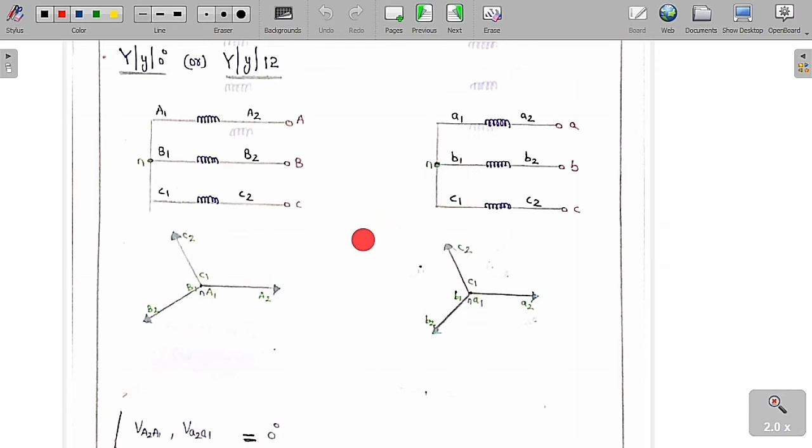So now we have to go for the line to neutral voltage. Line to neutral voltage means A2 to N. This is called a line to neutral voltage. Here also a2 to small n is also a line to neutral voltage. So simply we can say the voltage between A to N and a to n both have the same frequency and the phase angle between them is 0 degree. Therefore we can say it is said to be 0 degree.